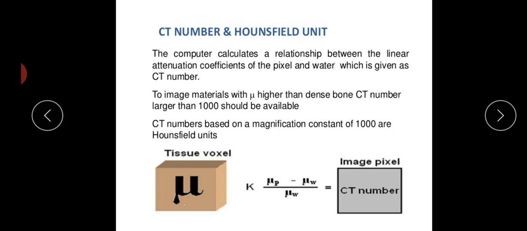CT numbers are based on a magnification constant of 1000, or Hounsfield units. So let us give a more elaborate idea of the Hounsfield unit. Each pixel is assigned a numerical value, that is the CT number, which is the average of all the attenuation values contained within the corresponding voxel. This number is compared to the attenuation value of water and displayed on a scale of arbitrary units named the Hounsfield unit. Named after Sir Godfrey Hounsfield, this scale assigns water an attenuation value, that is Hounsfield unit, of 0.